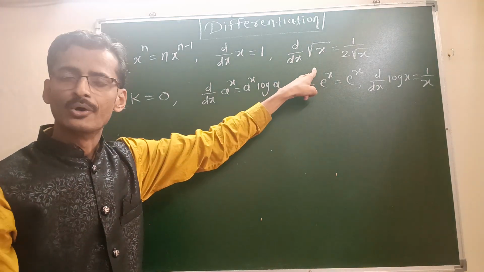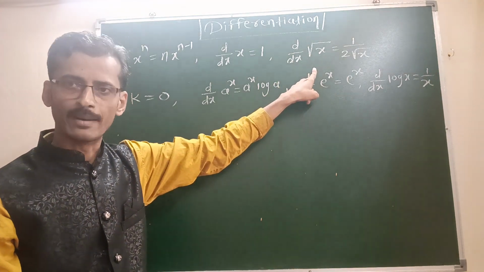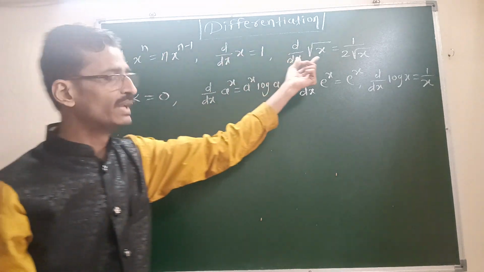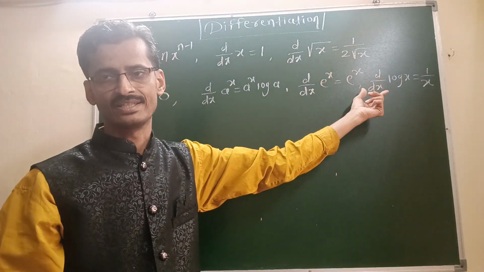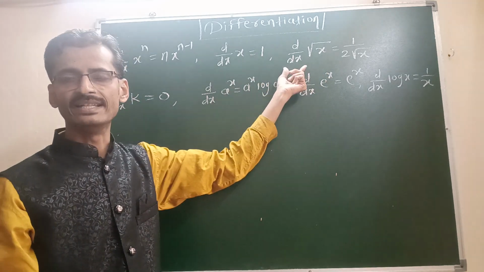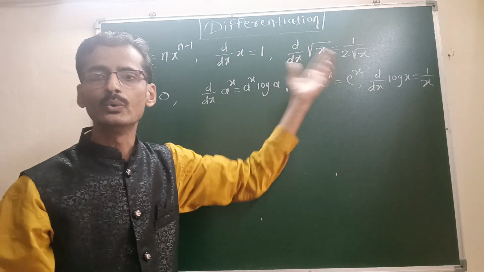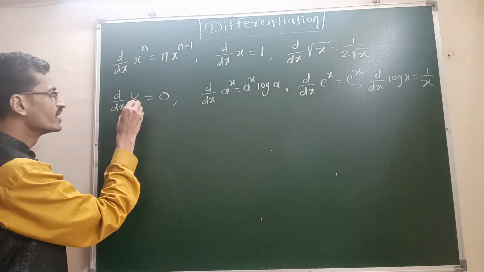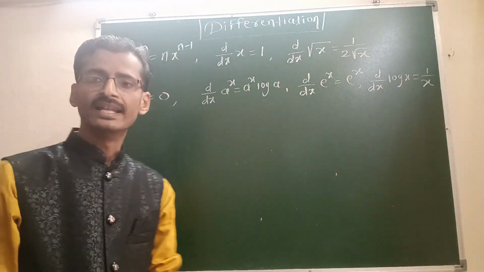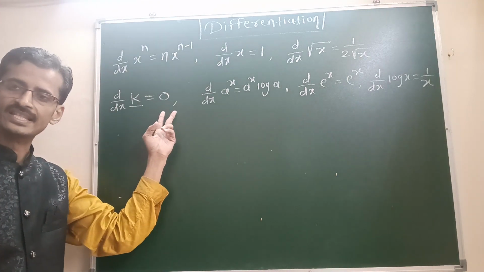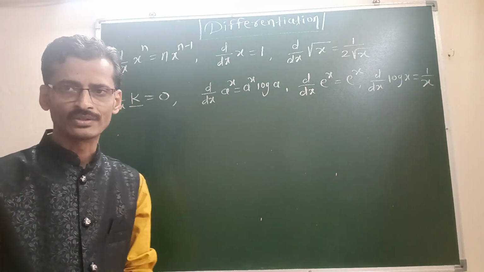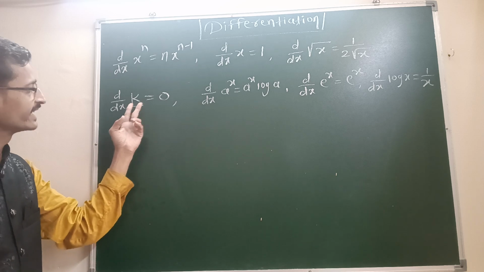Now here root x means we know it is x raised to half. So here n is what? Half. So again apply this formula and we will get the answer 1 upon 2 root x. So remember these two formulas: d/dx of x is 1 and d/dx of root x is 1 upon 2 root x. Now if a constant is given, that means only numbers like 2, 3, 4 in which x is not there, then the derivative of that constant is 0, because as it is constant, the rate of change with respect to x is 0. Okay, so d/dx of constant k is 0.